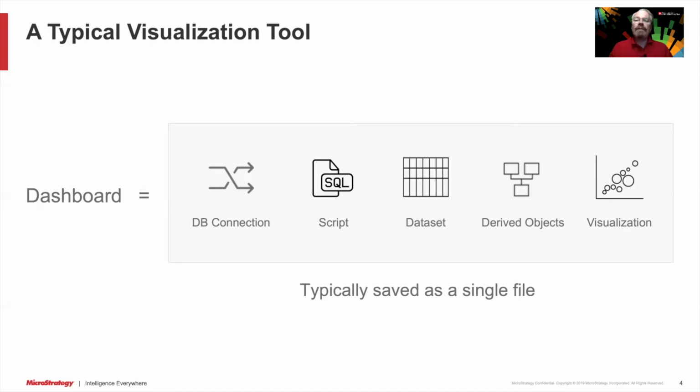Visualization tools tend to work with data sets, so the data from the query ends up in a cached data set in memory. Best practice says to make these data sets shared resources, but we know that this can be a challenge. Many analysts end up building their own data sets. Every dashboard also has derived metrics, groupings, hierarchies, and other business logic. Then there is the dashboard itself, panels with visualizations, the thing that you share with other users. Typically, this is saved as a single file.